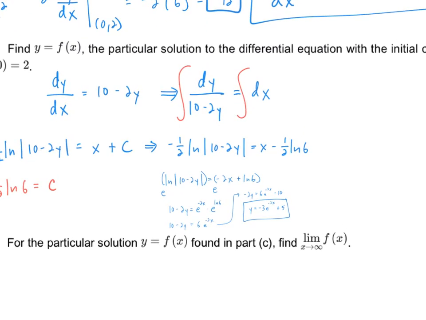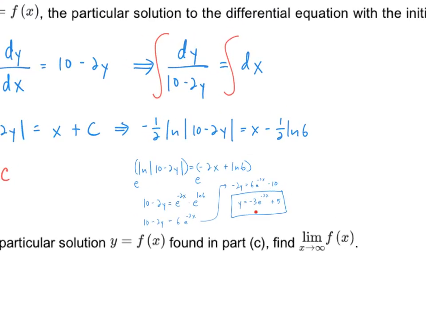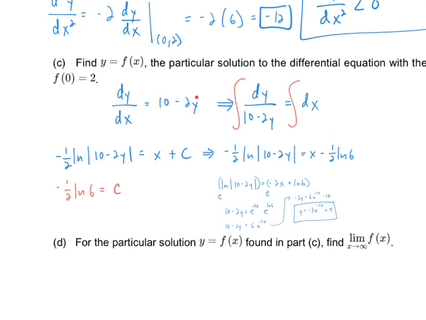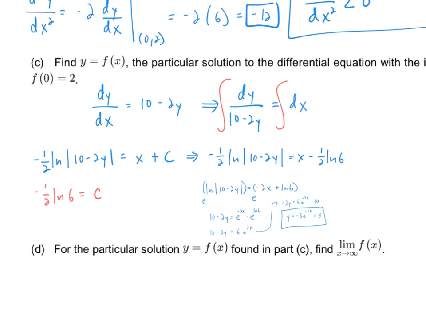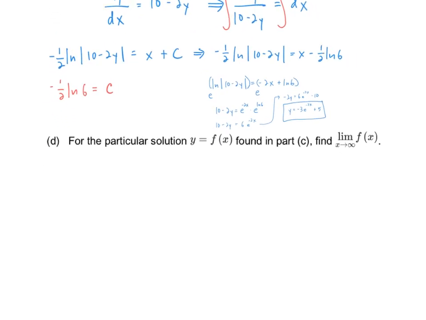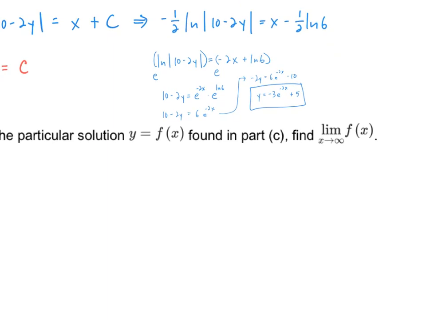And you can see if you took this function here of what y is, and plugged it into the differential equation, for y there and then for y there, so you take the derivative, then if you did that, both sides would be equal. So, okay. That's our particular solution. And then for the next part, they say for the particular solution that we just found, find the limit as x approaches infinity. Okay, we'll do that.